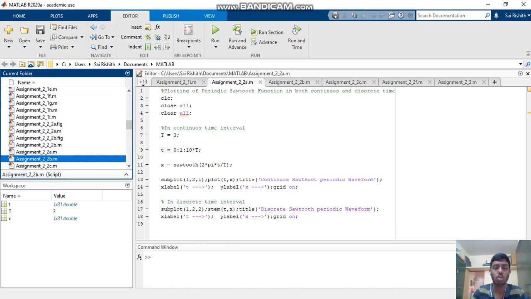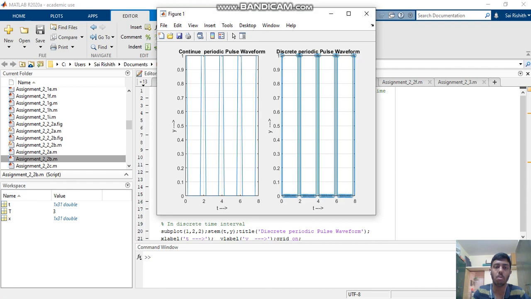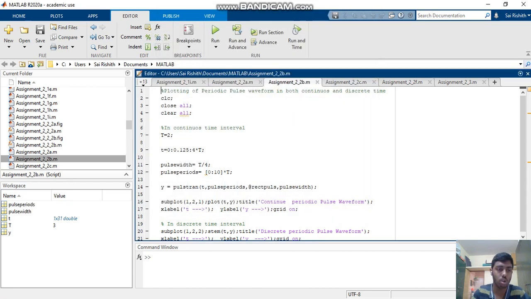Now coming to the next one, that is the periodic pulse waveform. It will use the pulse train and use a rectangular pulse because we are forming a periodic rectangular pulse of time period T equal to 2, with a pulse width of T by 4. So after running this program, we'll get a periodic pulse form. See here, it has a constant period of 2.